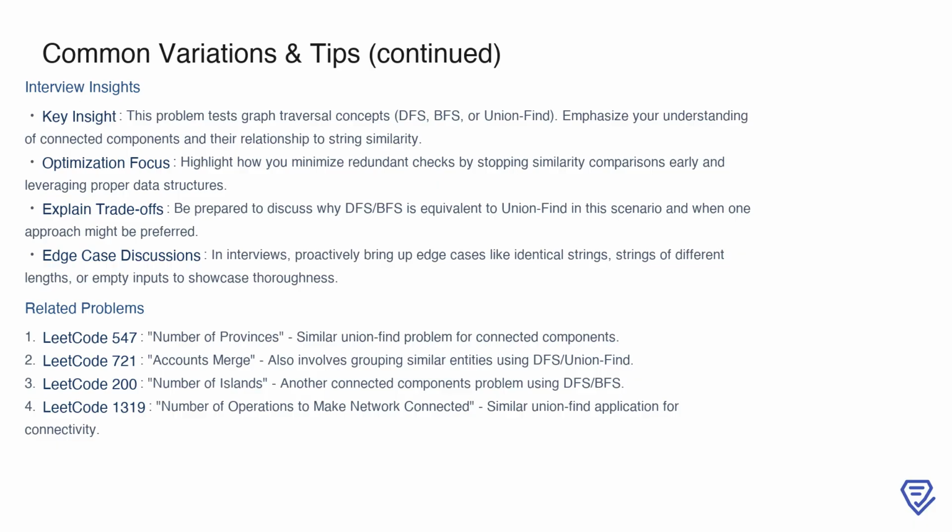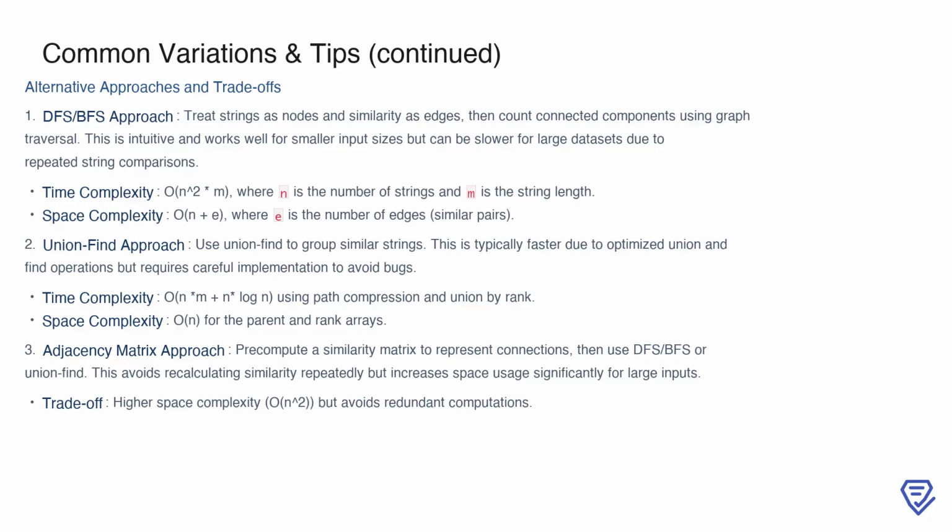Additionally, when discussing your solution, proactively address edge cases like strings of varying lengths, identical strings, or empty input arrays. This demonstrates thoroughness and attention to detail. You can also draw connections to related problems like LeetCode 547, which involves finding connected components in a graph, or LeetCode 721, which requires grouping similar entities. Problems like LeetCode 213-19 also share a focus on connected components and are great references to showcase your broader understanding of these concepts.